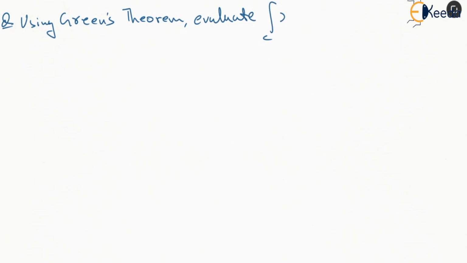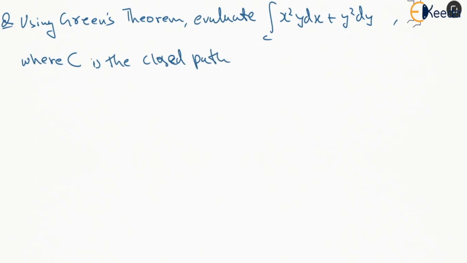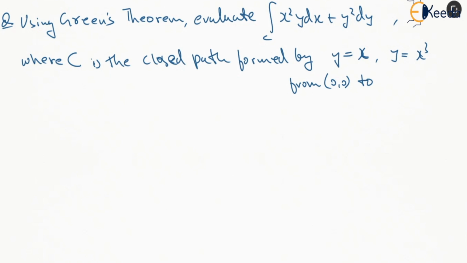So the question says, using Green's theorem, evaluate x square y dx plus y square dy, where C is the closed path formed by y is equal to x and y equal to x cube from 0 comma 0 to 1 comma 1.